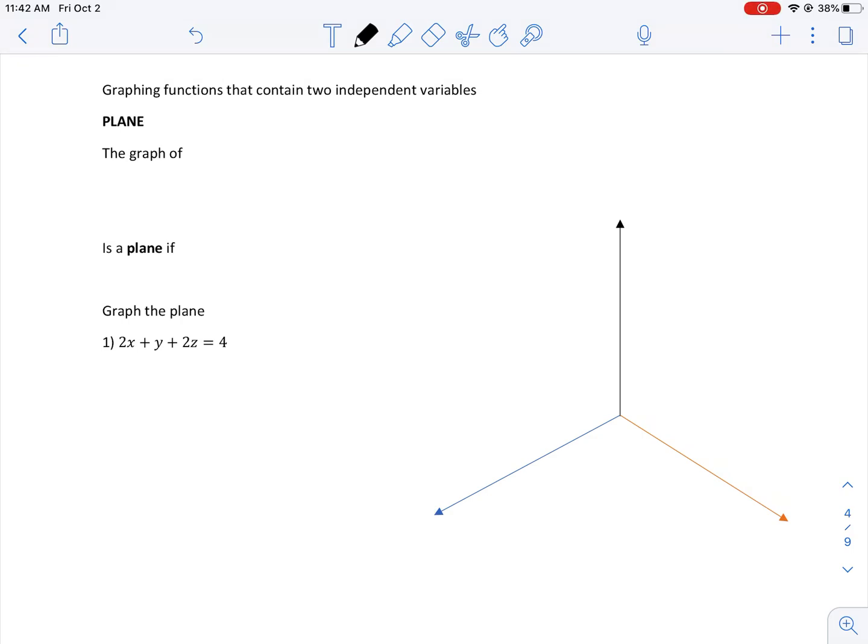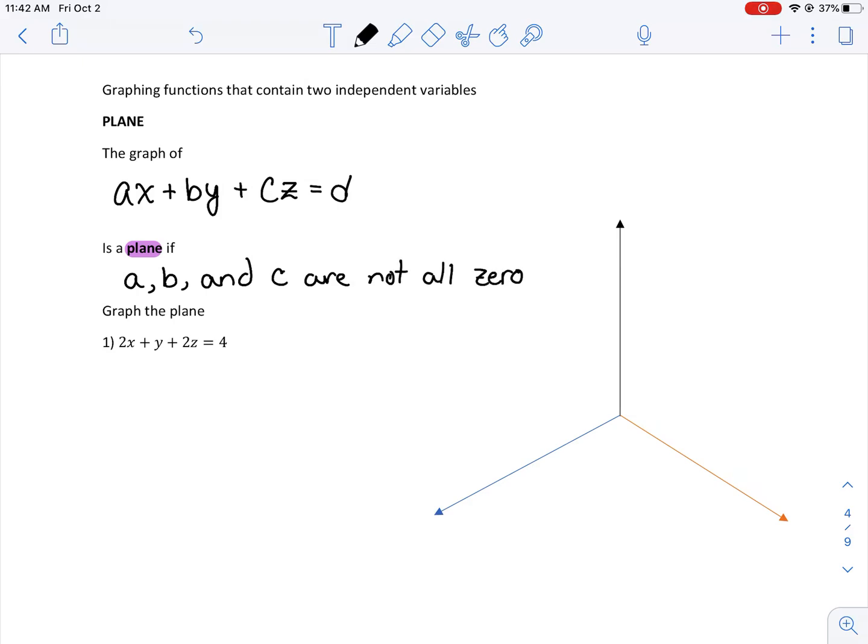Hello class, in this video I'm going to be showing you how to graph a plane in a three-dimensional grid. Let's begin. So the graph of a times x plus b times y plus c times z is equal to d is a plane if a, b, and c are not all 0.